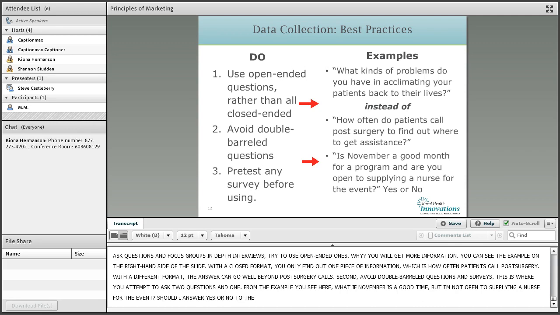Open-ended format, the answer can span well beyond just post-surgery calls.